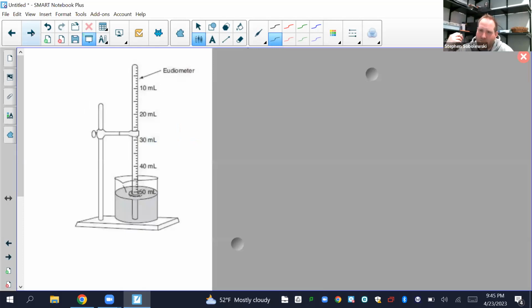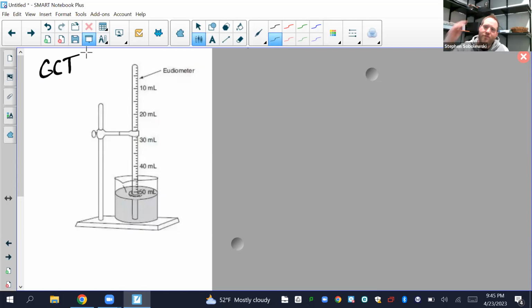This is what the basic setup's going to look like. This piece of glassware is called a eudiometer. Sometimes I call it by its nickname, the gas collection tube, or GCT. It's really just a big test tube that has lines marking volumes. It's closed on one end, open on the other end.